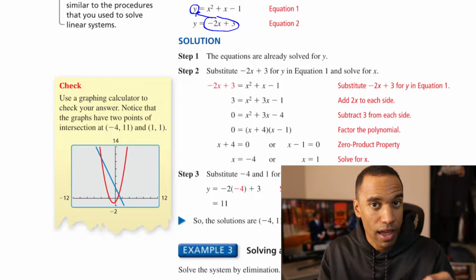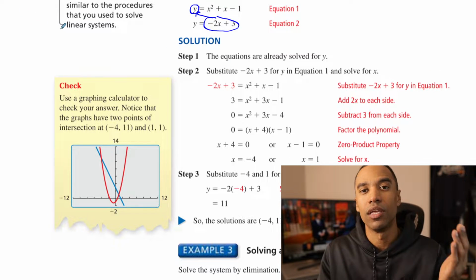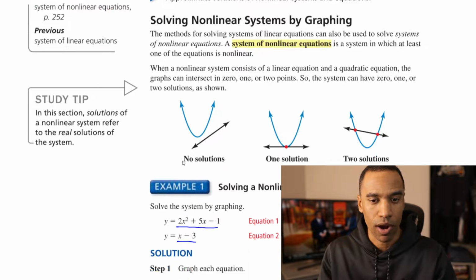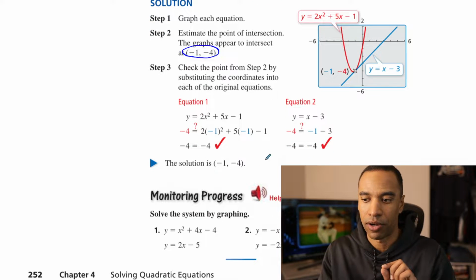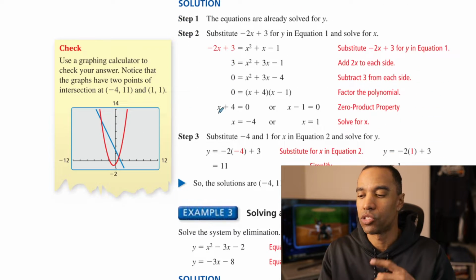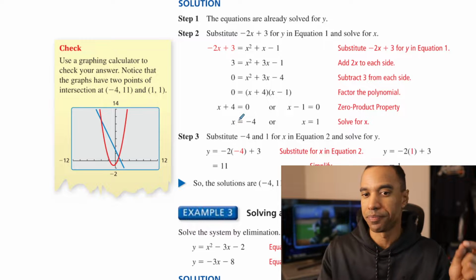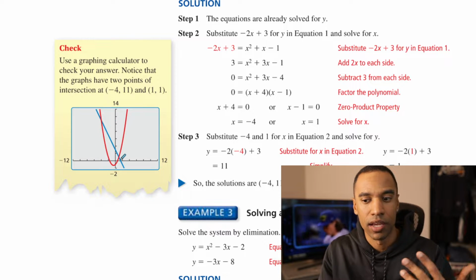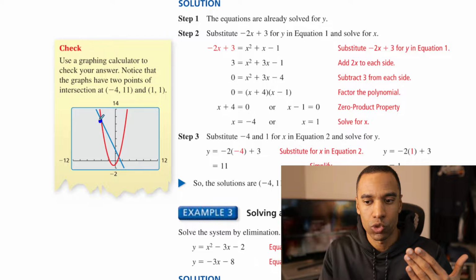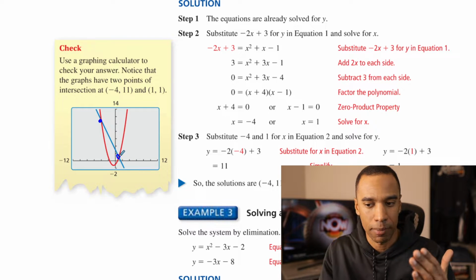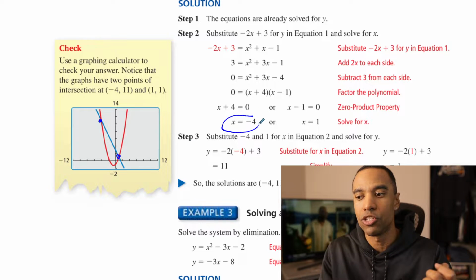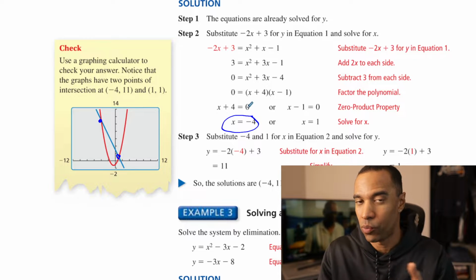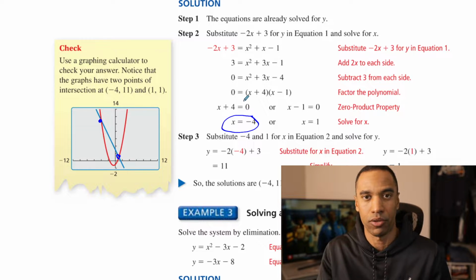We then, just like graphing, find the y value that goes with these. Now in the previous problem, we only had one point of intersection, so there was one ordered pair, negative 1, negative 4. In this one, you can see there are two different x values. Here's a graph that they made. There are two different ordered pairs where these two graphs intersect, at negative 4 comma something and at 1 comma something. And we're going to find those two by substituting negative 4 into one of your equations. It doesn't matter which, as you just saw in the previous problem. You can do it in either, and you'll get the same answer.